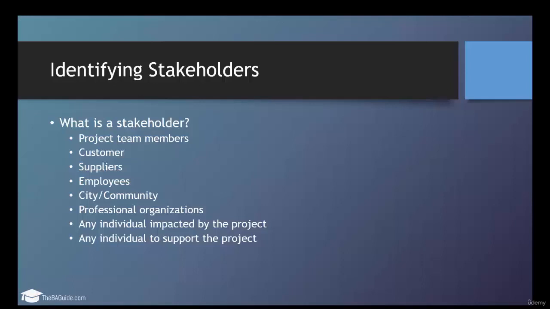Next is suppliers. So if you have anybody that's supplying you certain things, if this is a new system, there may be changes that are going to affect them. They have to put their orders in a different way, or maybe there are different service level agreements that you have with them as to how quickly their orders will be put in, or net terms, or anything like that. So suppliers are also a common stakeholder.